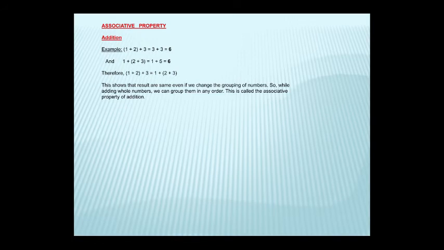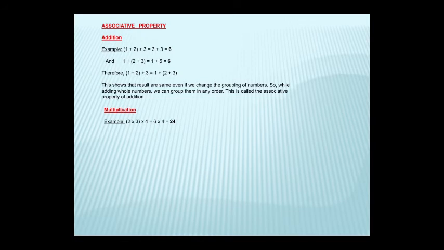If the grouping of numbers changes, the result will be the same. The answer will be the same. So while adding whole numbers, we can group them in any order. Any order you can group and add the numbers. This is called the associative property of addition. Now multiplication.